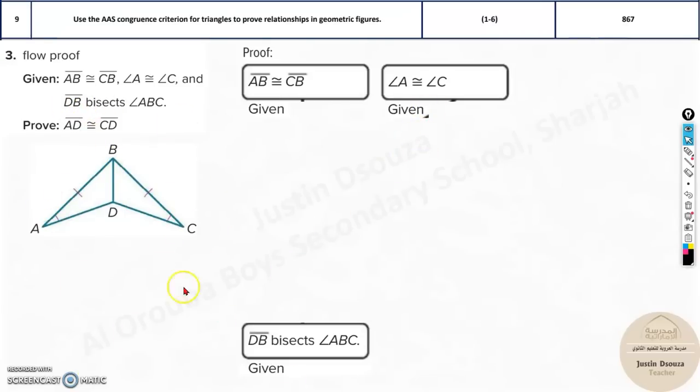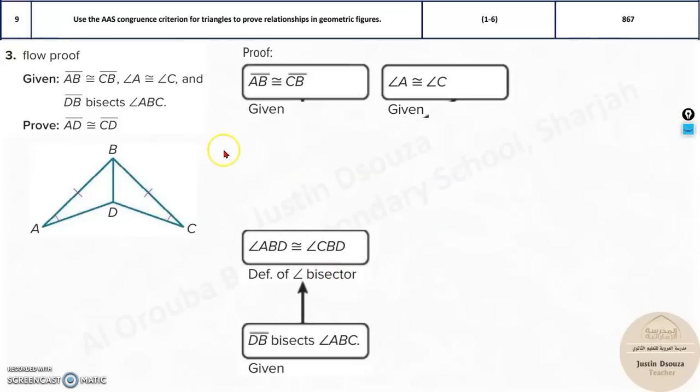What about the other thing? They have told DB bisects ABC. ABC is bisected by DB. That means this angle over here and over here are the same. Then, what is remaining? Let's see what we found out. Angle, side, angle, side, this much was given, and this is the bisector. That means this and this angle are the same. That is what we are telling. ABD and CBD are equal.